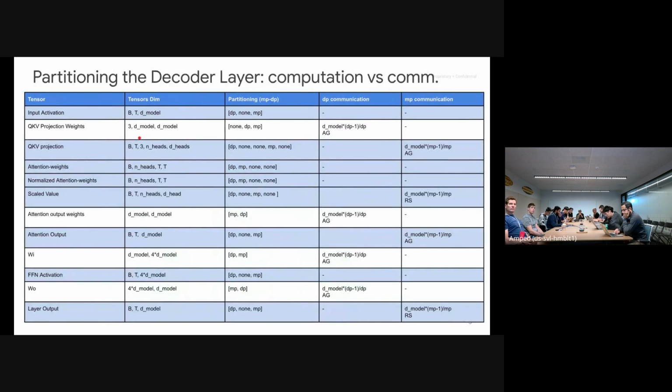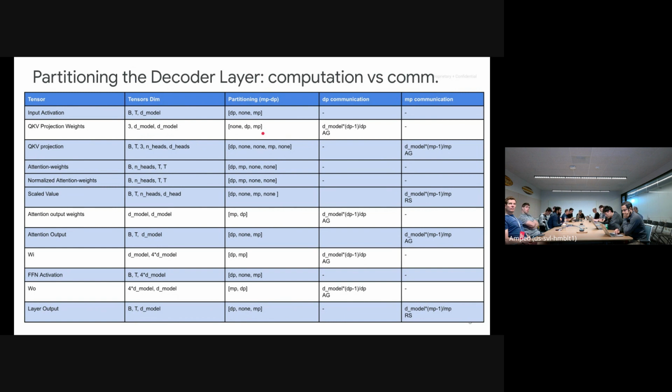So furthermore, in order to come to the ratio that I was describing earlier, D model much greater than the number of tokens, why is that the case? Here is a way to derive that intuition.